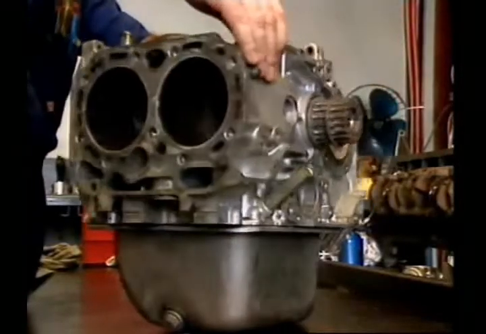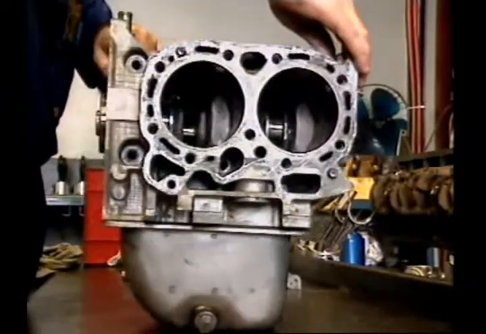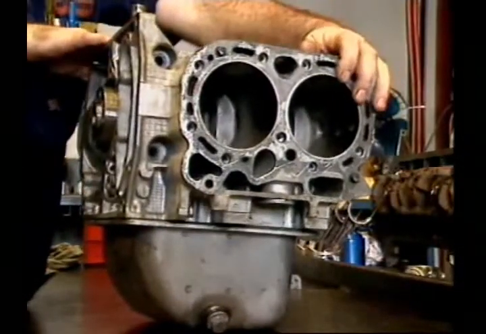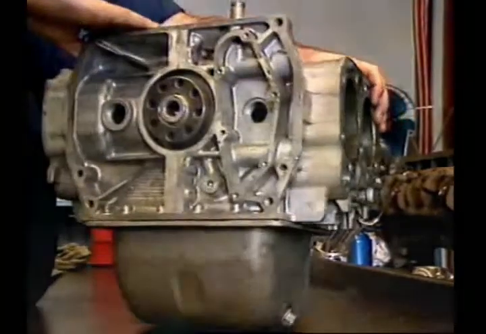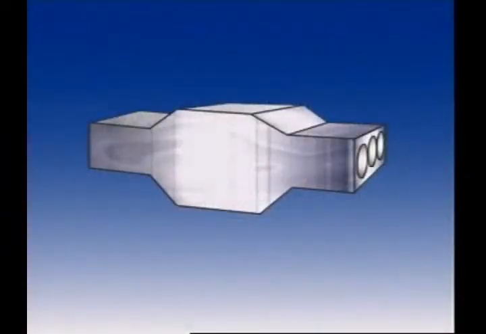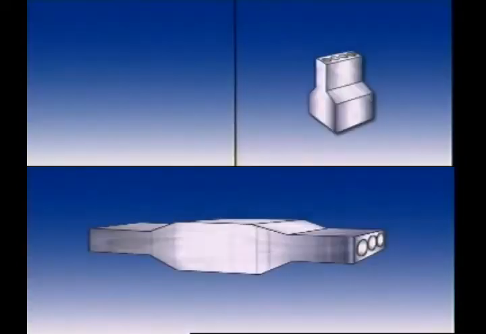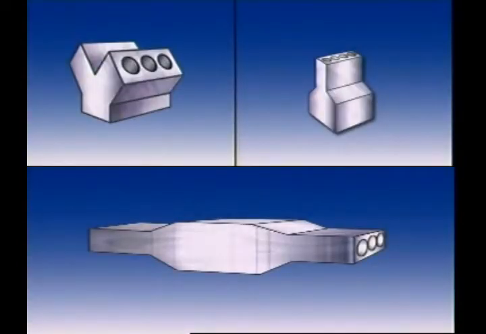V-type engines are wider than inline engines and may also be lower. Horizontally opposed engines have 2 banks of cylinders, 180 degrees apart on opposite sides of the crankshaft. A useful design when little vertical space is available. It's shorter than a comparable inline engine, but wider than a V-type.